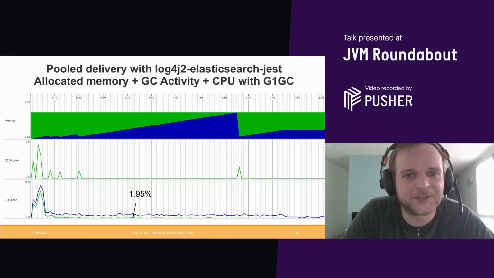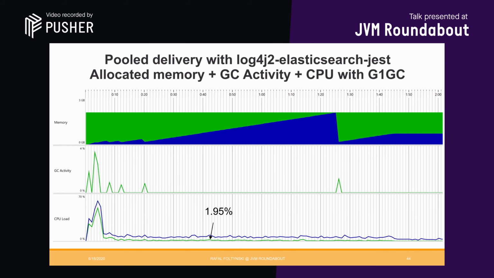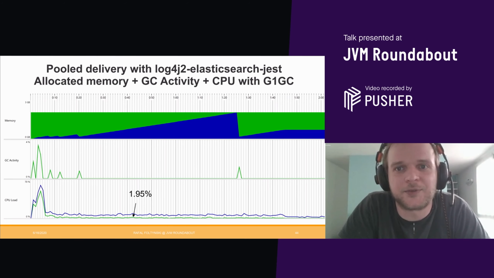So I've tested the pooled delivery with Jest and G1 as previously. It turns out that the CPU usage dropped by 50%, and also the memory allocation was much lower, and there was only a single garbage collection on the right once G1 learned. A few garbage collections on the left is the learning phase. So after a while, G1 learned that it's okay to let the application allocate a bit and collect the garbage not as often as it used to.